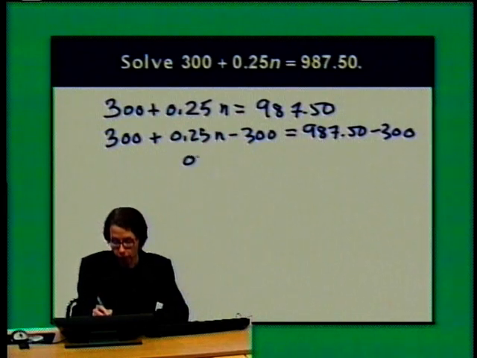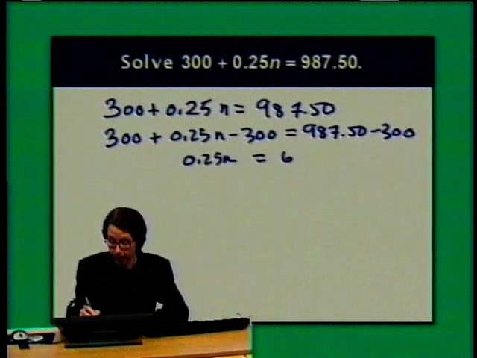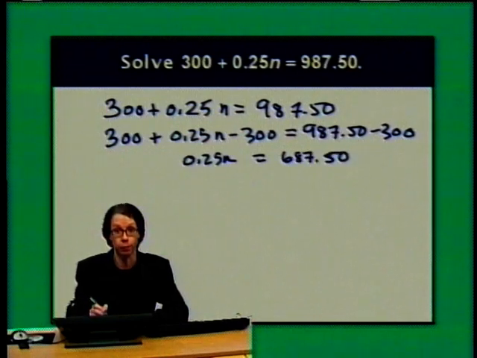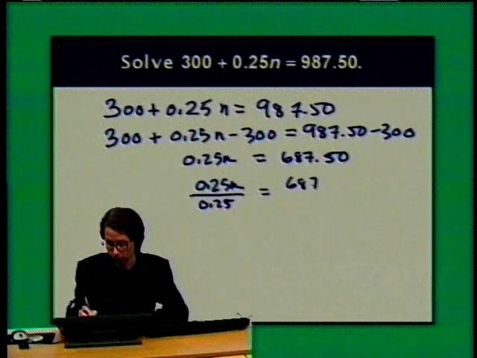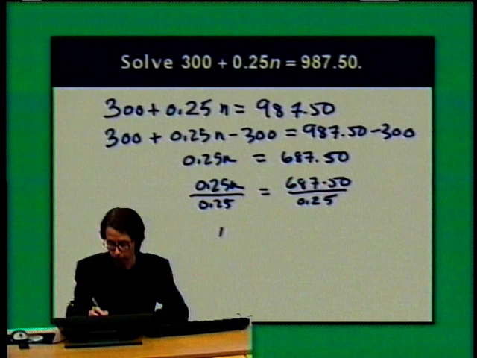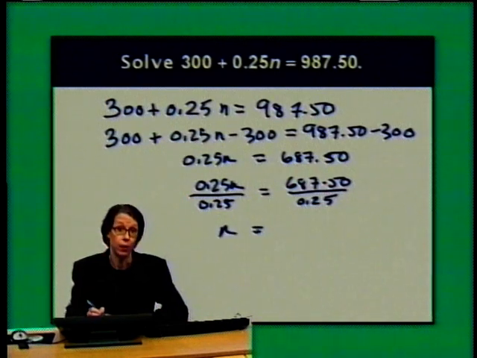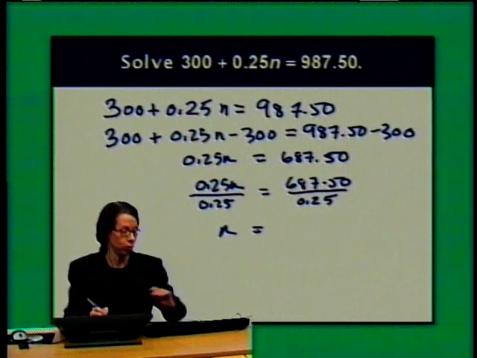So I'm left with 0.25n on the left and $687.50 on the right. So now I can divide both sides of the equation by 0.25, and then figure out an equivalent equation, n equals a constant. But here I probably want to pull out my calculator to do the computation.